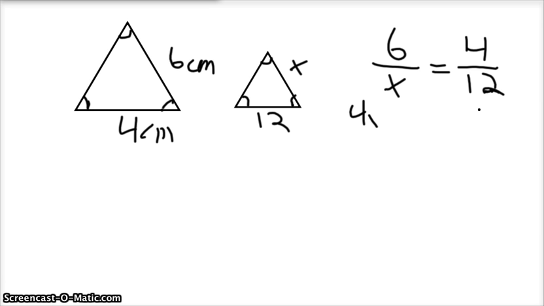So we cross multiply. We got 4x equals 6 times 12, which is 60 plus 12, 72. And we divide both sides by 4, and x ends up equaling 18. Come on, you can do it! 18. Really ugly 18. Okay?